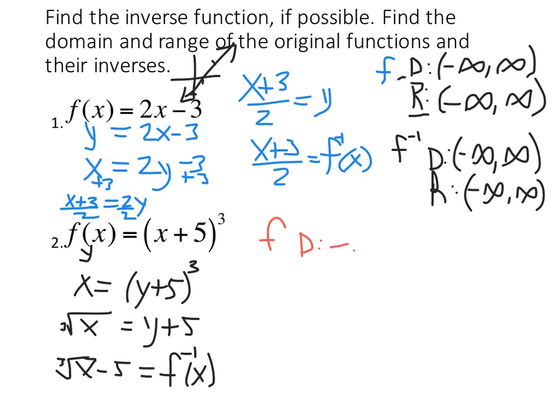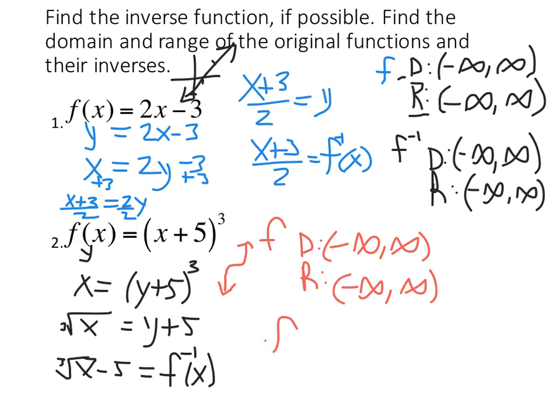So it's going to be negative infinity to positive infinity. Okay. And for our range, if you don't know, you can graph this, but the graph ends up looking something like this, shifted over to the left 5. So it's going to go down forever, so it'd be negative infinity, and it'll go up forever, so it's going to be positive infinity.